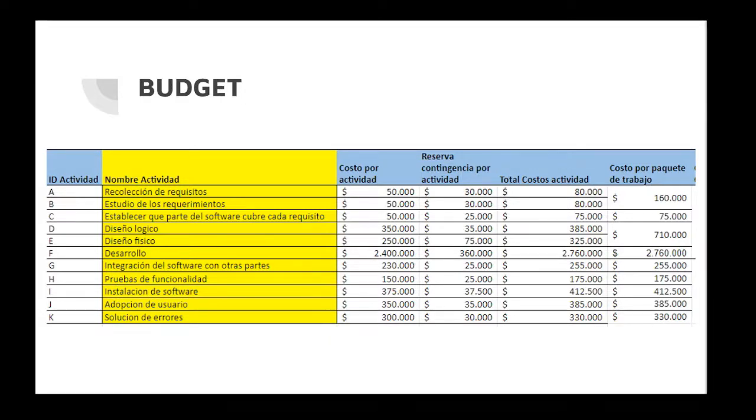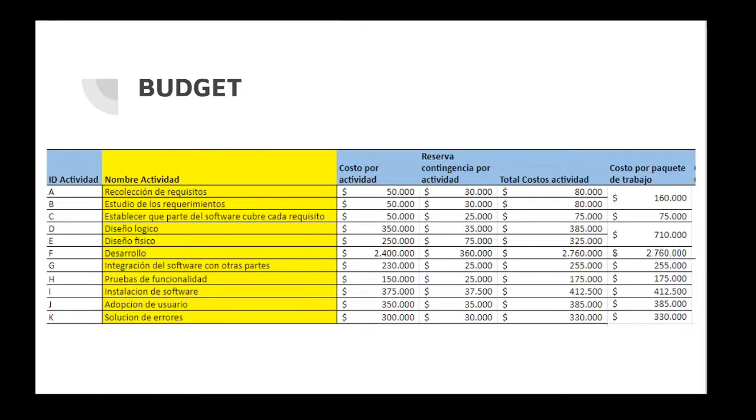The physical design, with a cost of 250,000 and a reserve of 75,000 pesos, and the total cost is 325,000 pesos. The development, with a cost of 2,400,000 and a reserve of 316,000, and the total cost should be 2,716,000 pesos.